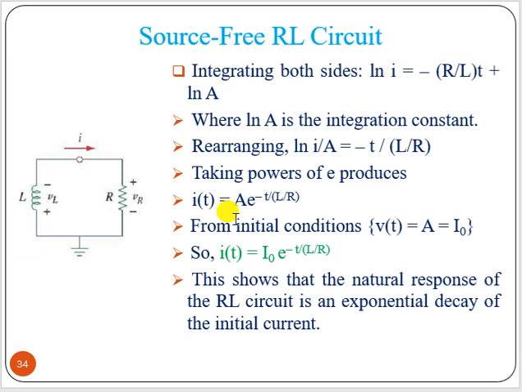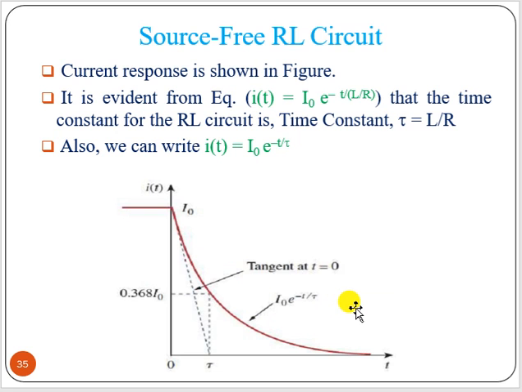Otherwise, in the case of a capacitor, the quantity is the voltage; in the case of an inductor, it is the current. So here we can see the natural response of the RL circuit is an exponential decay of the initial current I0. Similarly, if t equals tau, it will reach 36.8%, and for 5 tau it will reach almost 0.